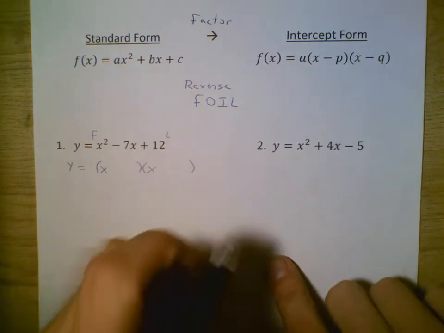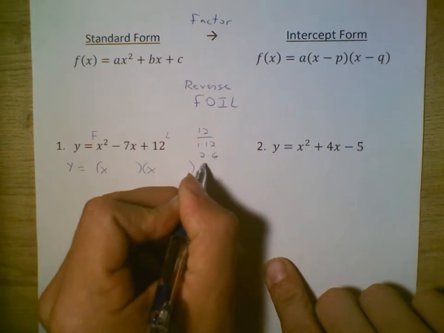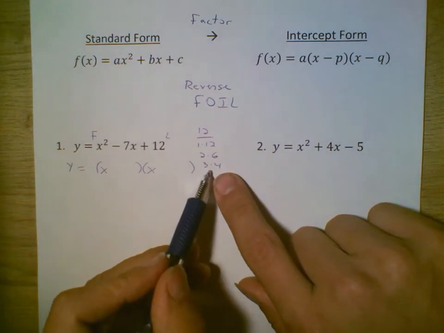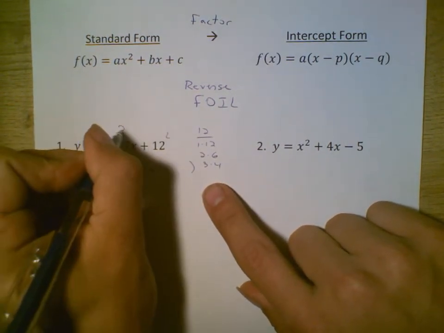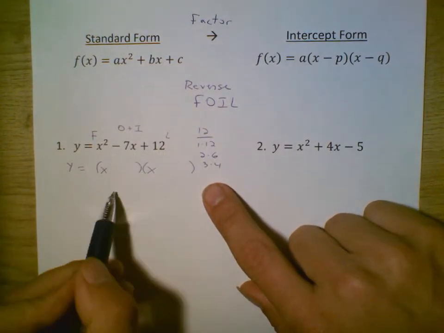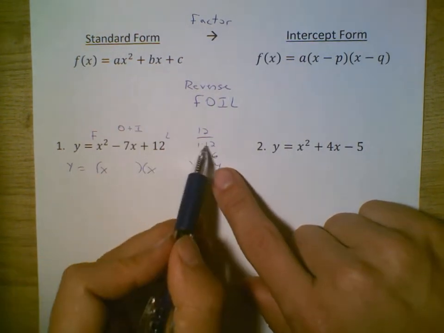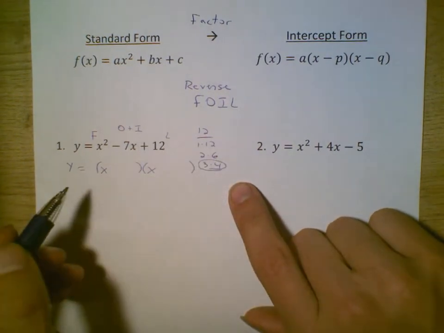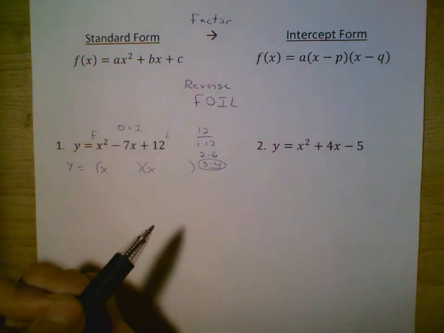Well, to get a 12, I could have 1 times 12, 2 times 6, or 3 times 4, right? But I need the pair that's going to give me a negative 7 in the middle. I always have to check that the O plus the I will give me the middle. When I multiply the outside and the inside, they have to combine to this term. So which pair is going to do that? You'll notice the 3 and 4, if you were to add those, you would have 7, right? So that's the pair I would try first.